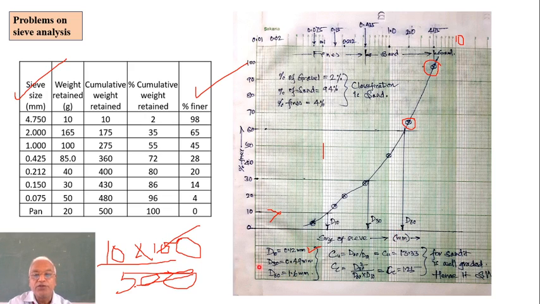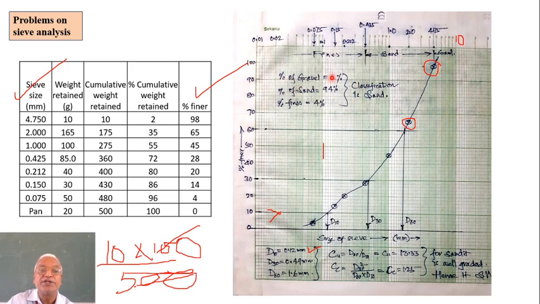Okay. Now once you find D10, D30, D60, you know Cu is equal to D60 by D10, that is 13.33. Cc is D30 squared divided by D60 times D10, that will be equal to 1.25. Now this is the data. You cannot comment on this unless you know the percentages. Let us work out the percentages.